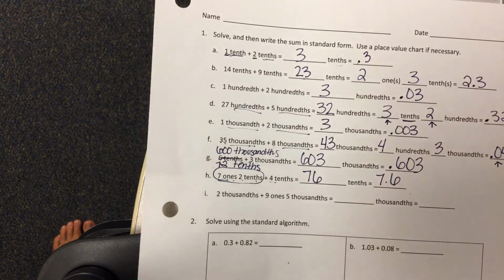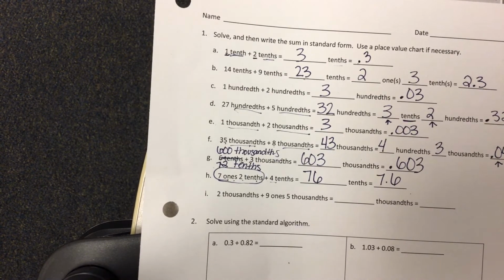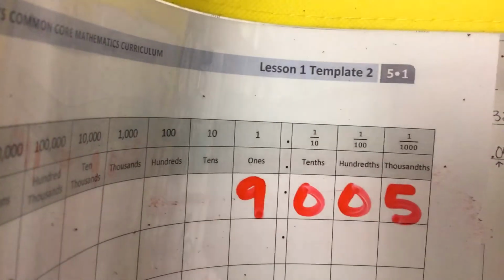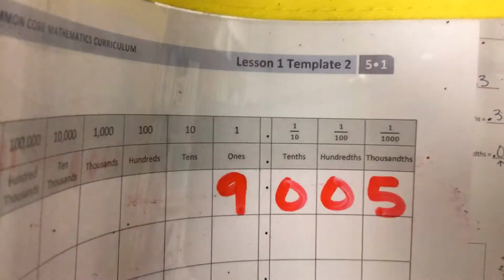Okay. This last one, let's see here. I've got 2 thousandths plus 9 ones and 5 thousandths. So if I were to look at this in place value form, if I'm going to put 2 thousandths on my place value chart, actually, let me work this backwards. Let's put this 9 ones and 5 thousandths. Okay. This one's a little bit tricky because I can't just say, okay, well, I can move this over and it would work.